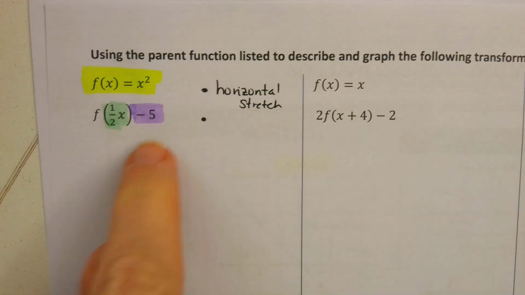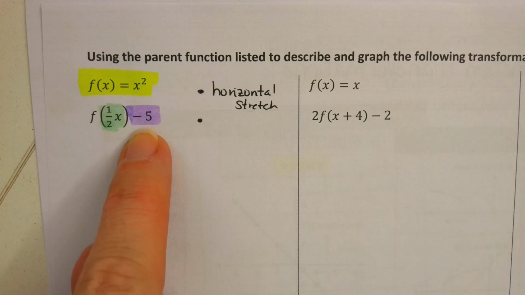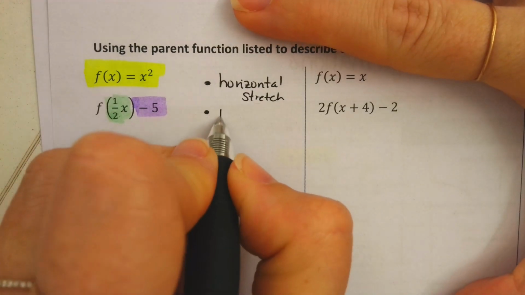Okay, the last one, we had this yesterday. That was a k value. What does a k value of -5 do? You can flip to the front if you need to. Shift it down. Down 5. Very good.